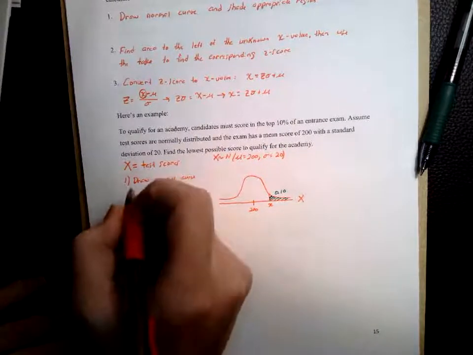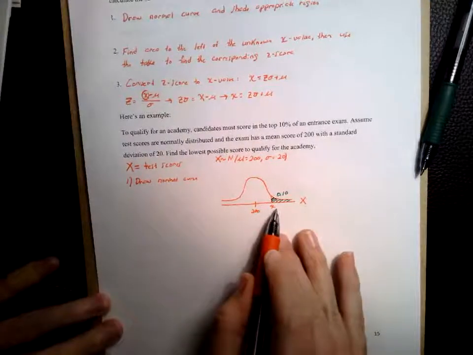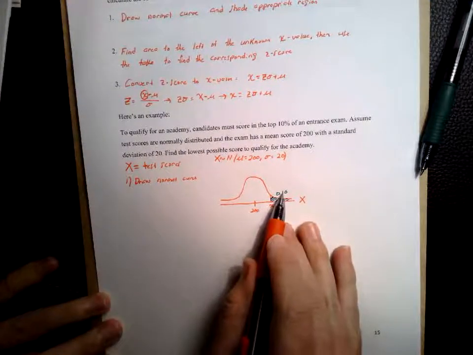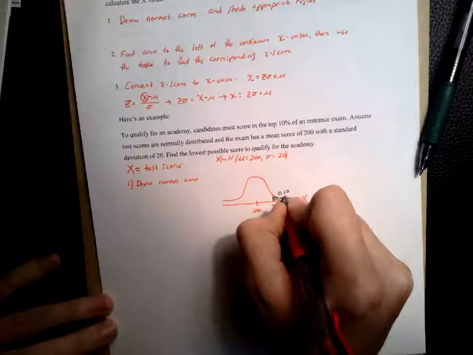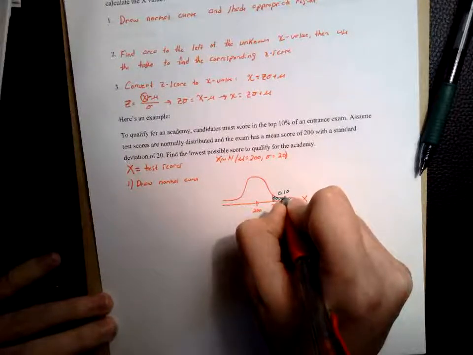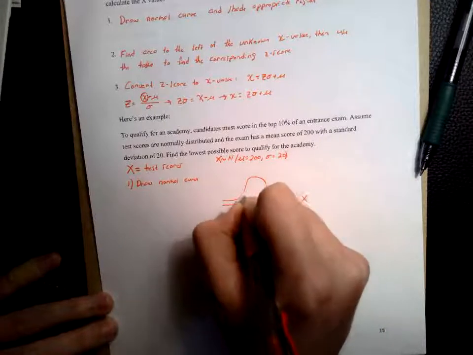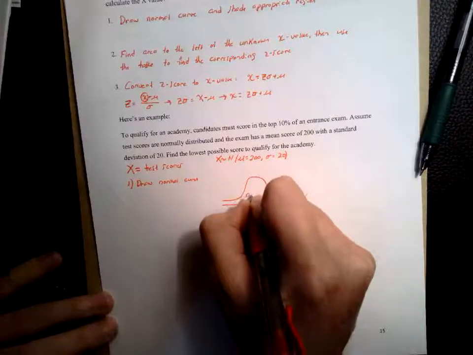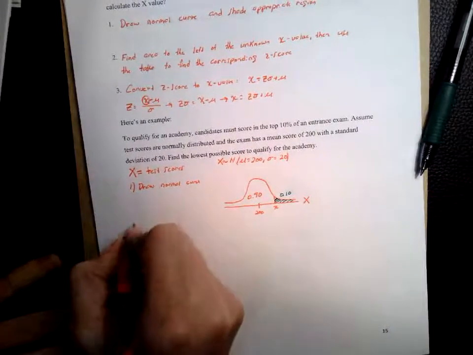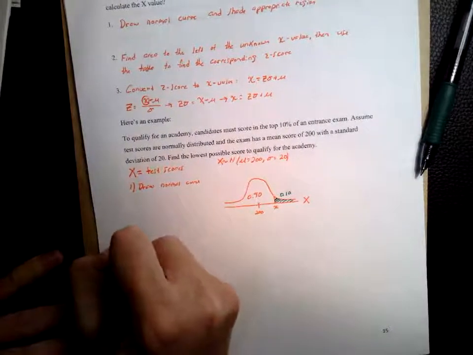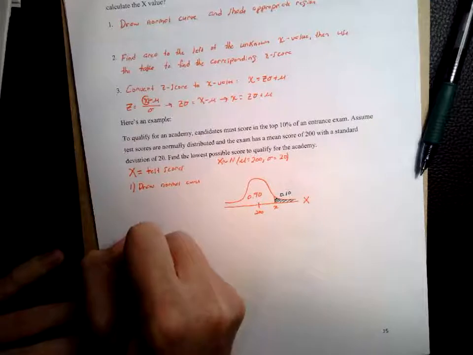Now, we need to find the corresponding z-score to this area to the right. Now, if this 0.1 is the area to the right, then the area to the left is just 1 minus that, so the area to the left here is 0.90. So let's look at this second step. Find the z-score in the table.